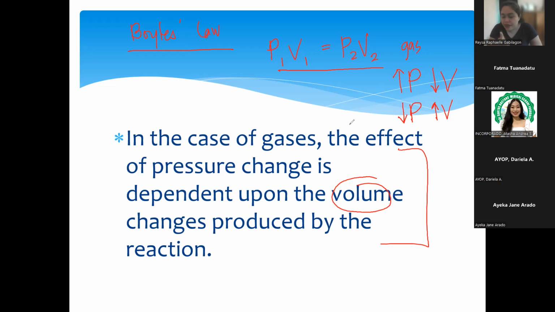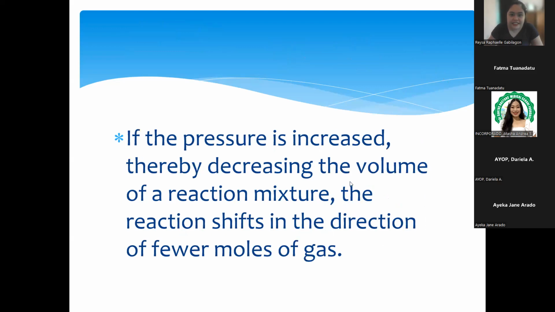And take note of these changes also. Kasi pressure is inversely proportional to volume. So if you have increase in pressure, you will have decrease in volume and vice versa. Okay? So, eto na ngayon yung Le Chatelier's principle. Paano magre-react ang system to get rid of this stress? Paano magre-react yung system to neutralize the change in pressure?